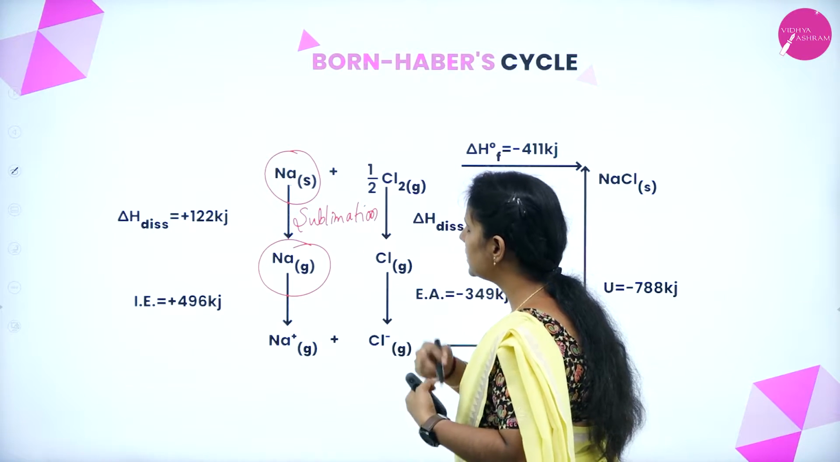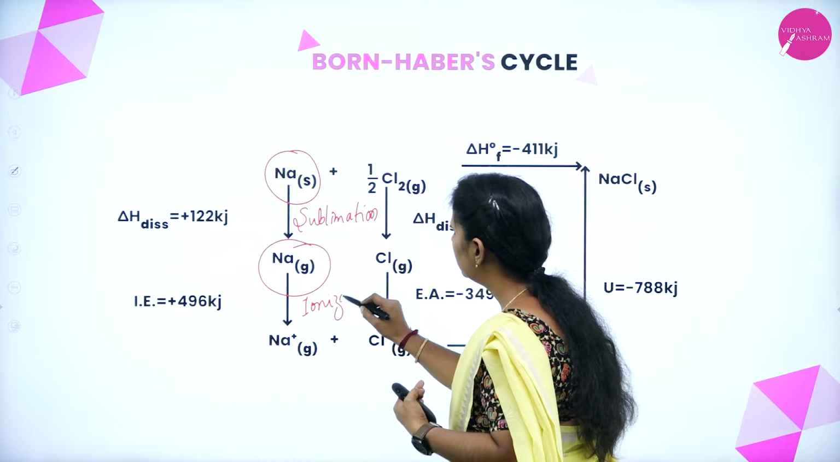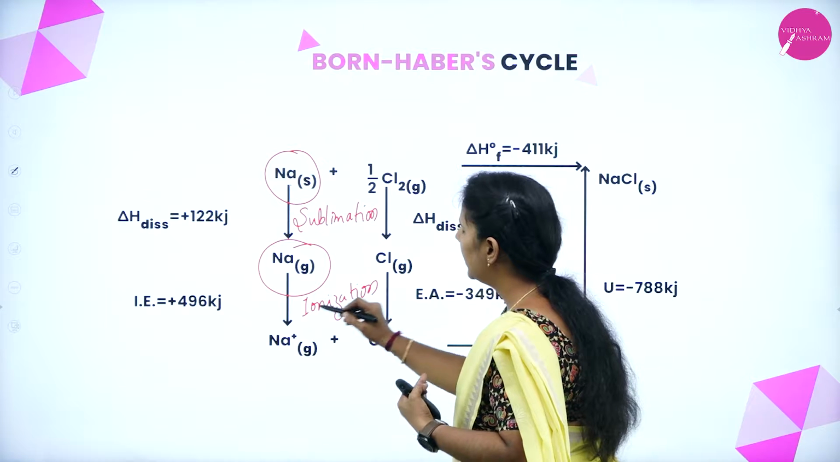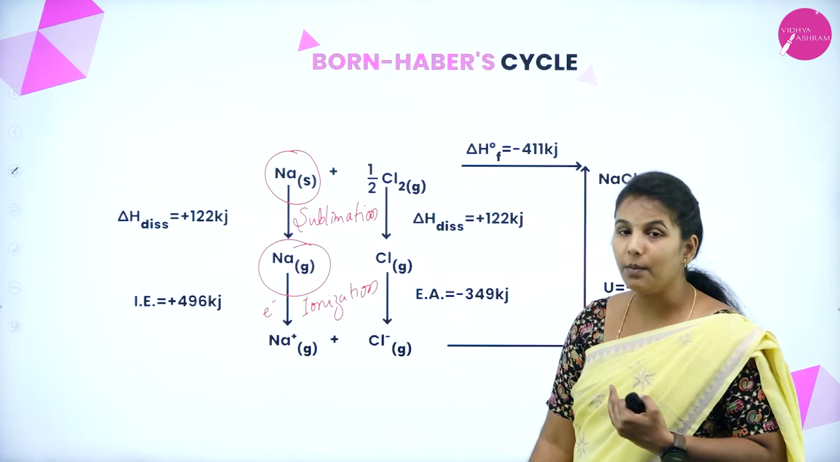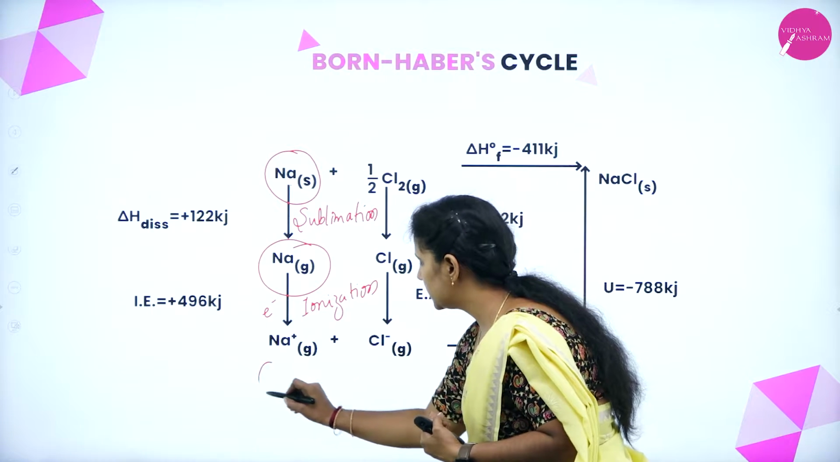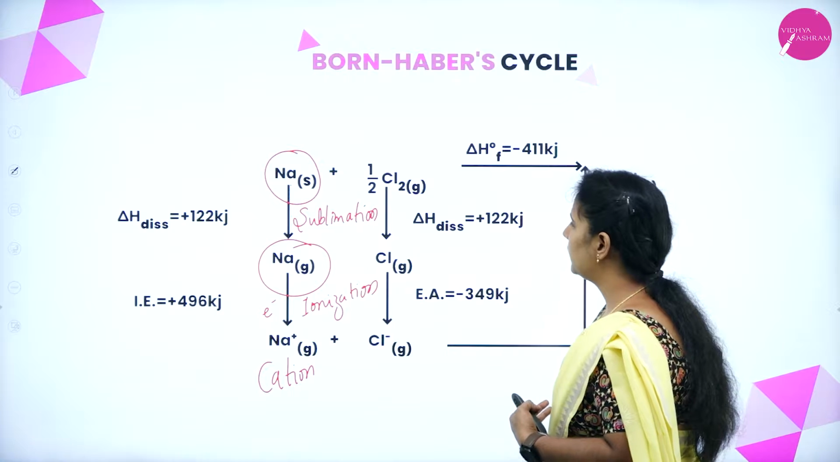In the later process, it undergoes what? Ionization, and it loses one electron and becomes a sodium cation. So this is a cation which is formed. So in the second step, what will happen?